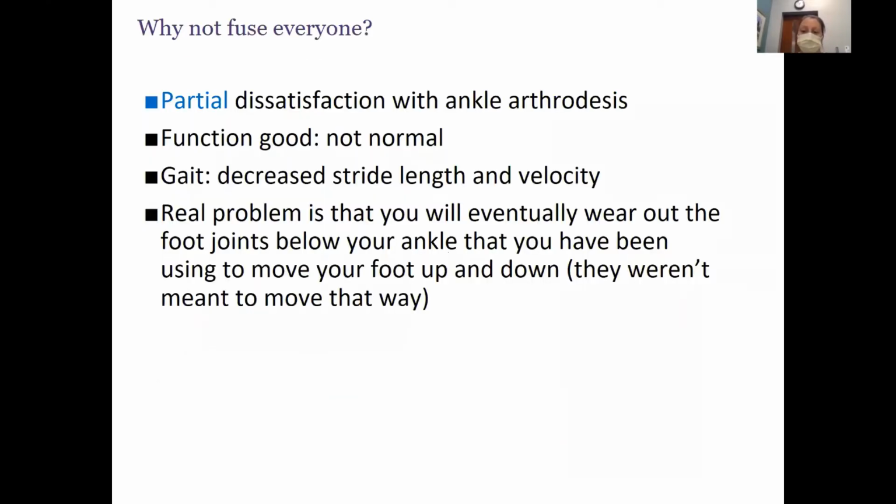So why don't we fuse everyone? Not everyone's happy with having a fused joint. Okay, the function's good, but it is not normal. Most commonly we see that you walk with a slower pace as well as a little bit less length, so you don't have a long stride anymore when you're walking. And like we said earlier, you can still potentially develop arthritis in the other joints in and around the ankle.